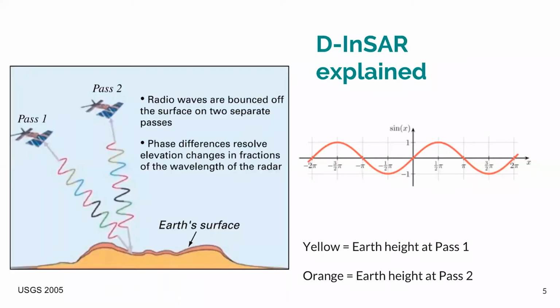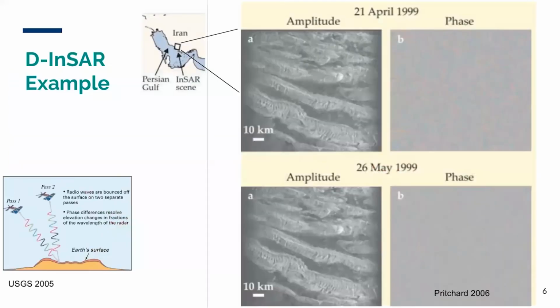The way D-InSAR works is there are two satellite passes, and you get a SAR image from each one. On the first pass, in our image here on the left, the Earth's surface would be represented by the yellow, and the second one would be represented by the orange. Having these two passes and shooting down active wavelengths allows us to map deformation on the Earth's surface. Now that we have a basic idea of how InSAR works, let's look through a basic example.